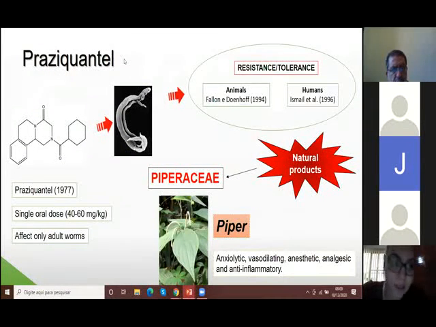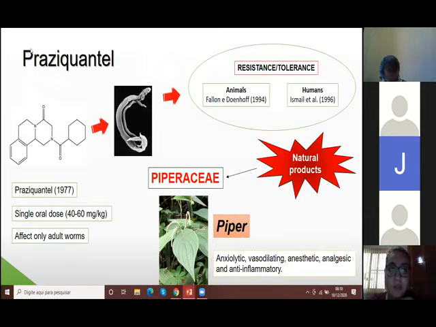Regarding the treatment for this disease, it is based on only one drug, praziquantel. Praziquantel was approved in 1977, used since 1998, as a single oral dose of 40 to 60 milligrams per kilo, but it affects only the adult form of the worm. In endemic areas, for control of this disease, praziquantel is used as prevention too. So not only is it used for treatment, but for prevention too. This type of prevention we call mass drug treatment.